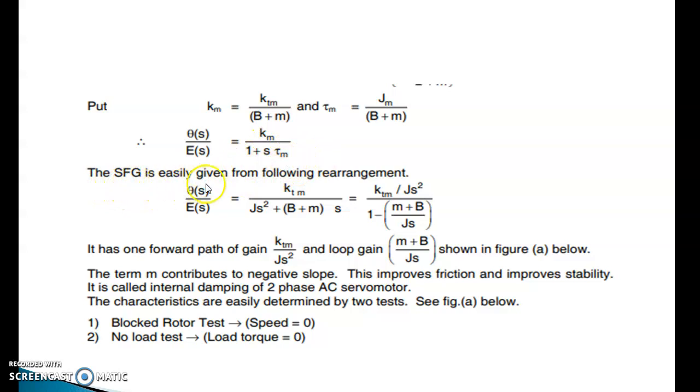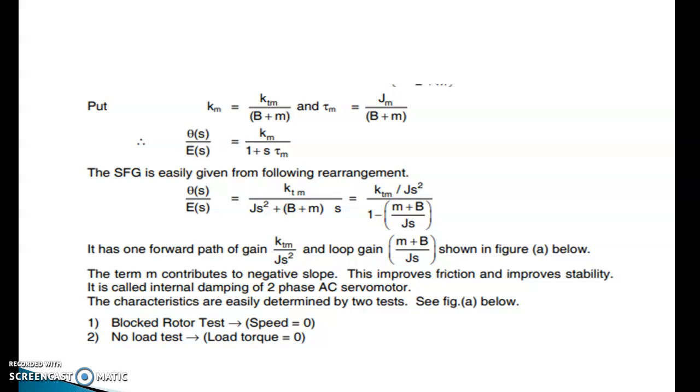The signal flow graph is easily drawn from the following arrangement. θ(s)/E(s) = (Kt/J) / [s² + ((B+m)/J)s]. It has one forward path of gain Kt/Js² and a loop gain of −(m+B)/Js, as shown in the figure. The term m contributes a negative slope. This improves friction and improves stability. It is called the internal damping of two-phase AC motors.